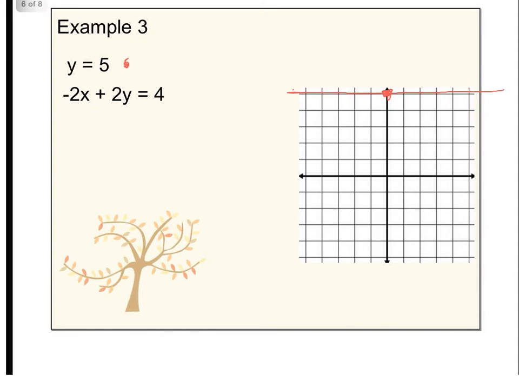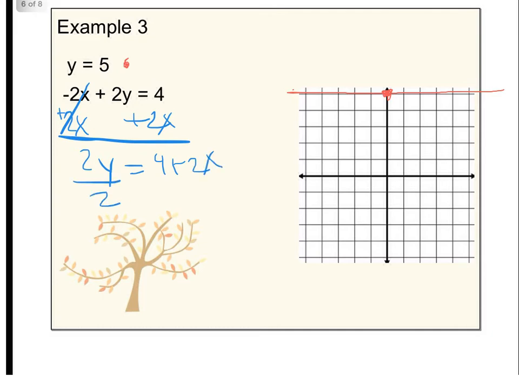And then my line is going to be horizontal, so it's going to go right through 5 all the way across. Now again for my second equation, let's solve for y. Again, I encourage you guys to show your work here to avoid making silly mistakes. So 4 plus 2x and divide by 2. So this one is y is equal to 2 plus 1x. If you don't like writing the 1 in front of the x, that's fine. Y-intercept is 2, my slope is 1, so up 1 over 1, all the way through.